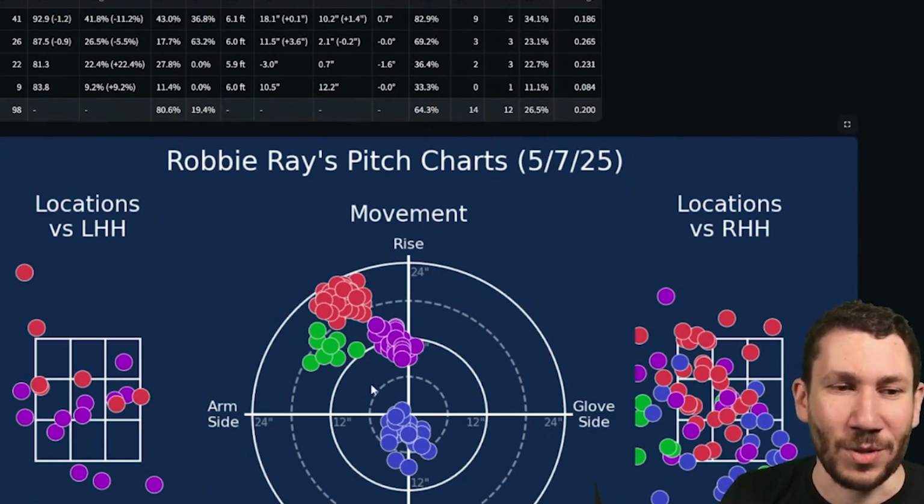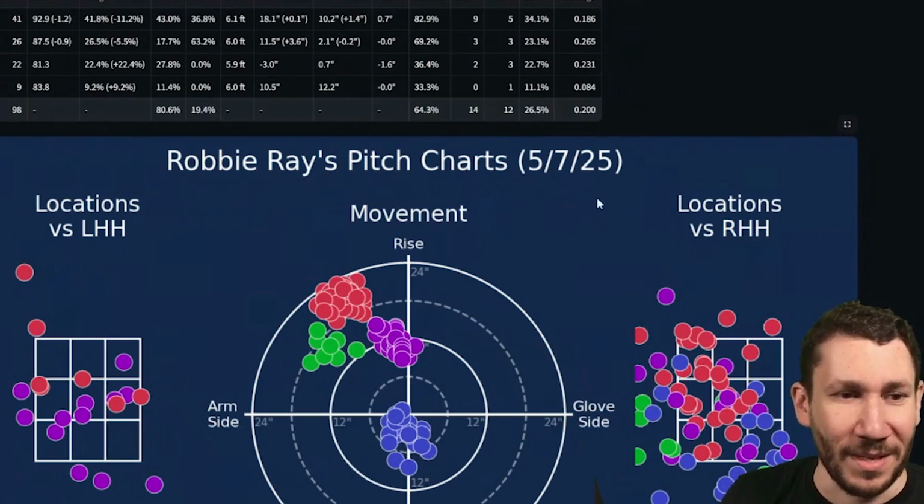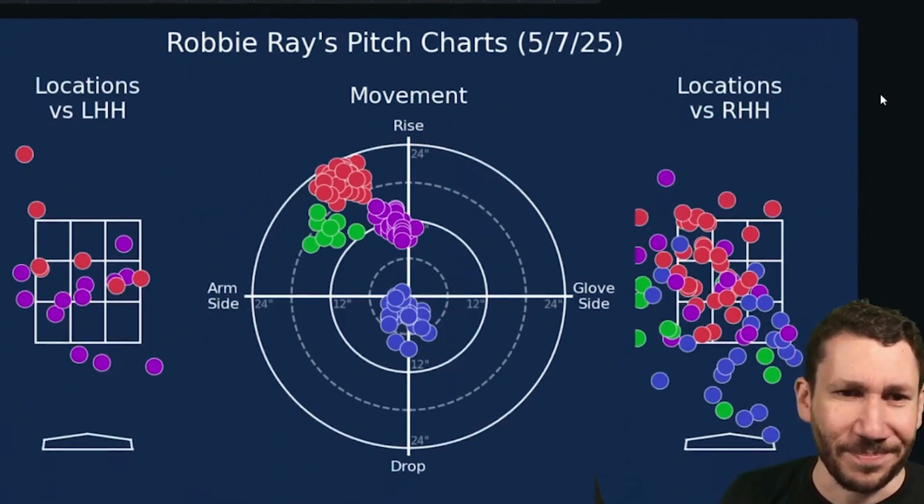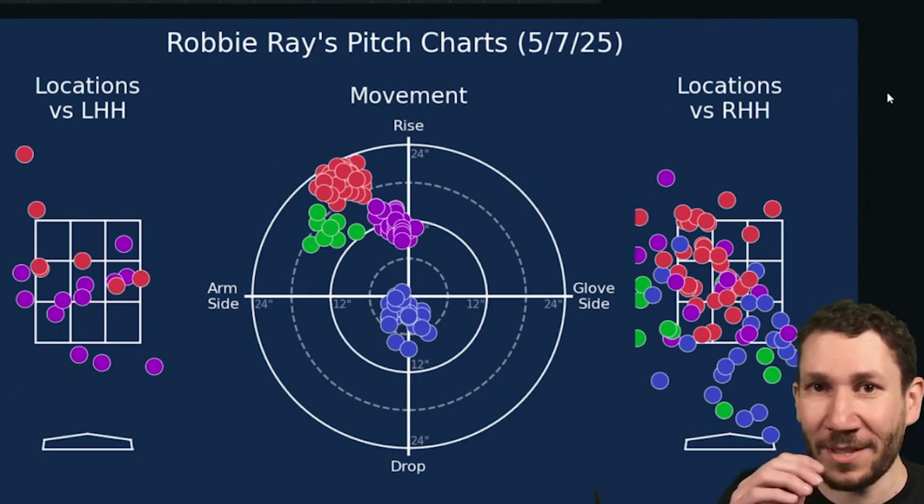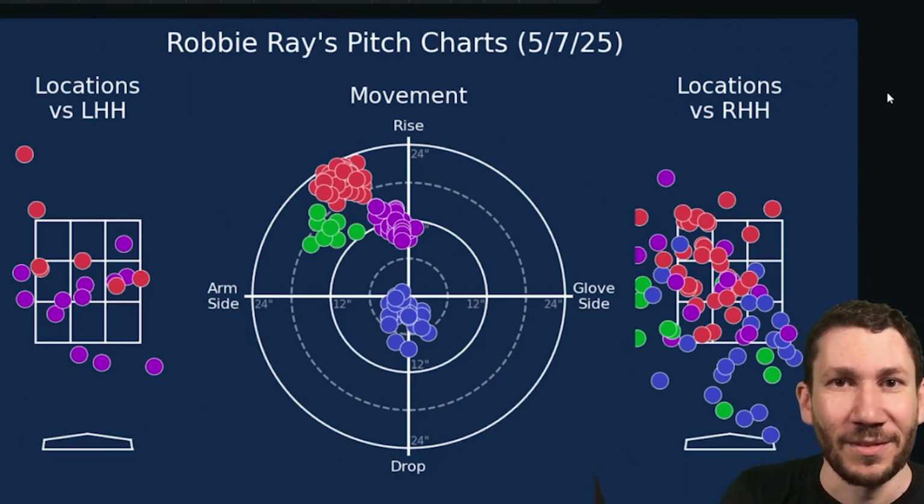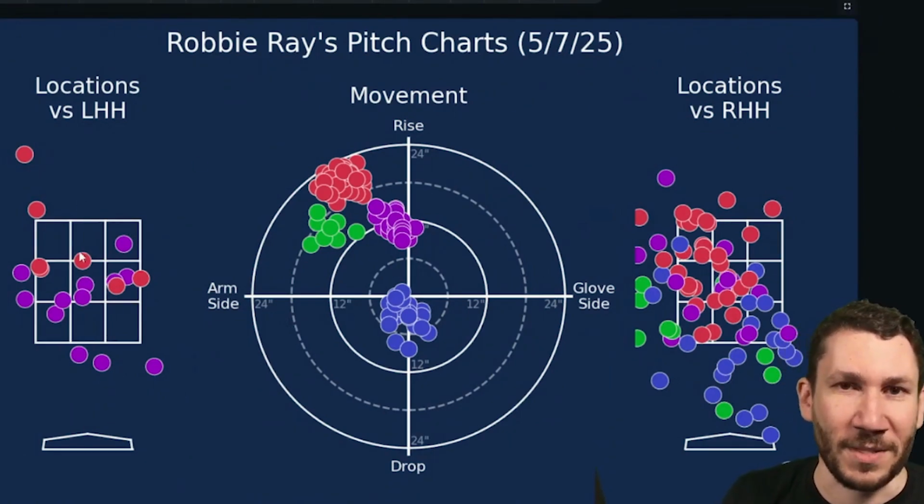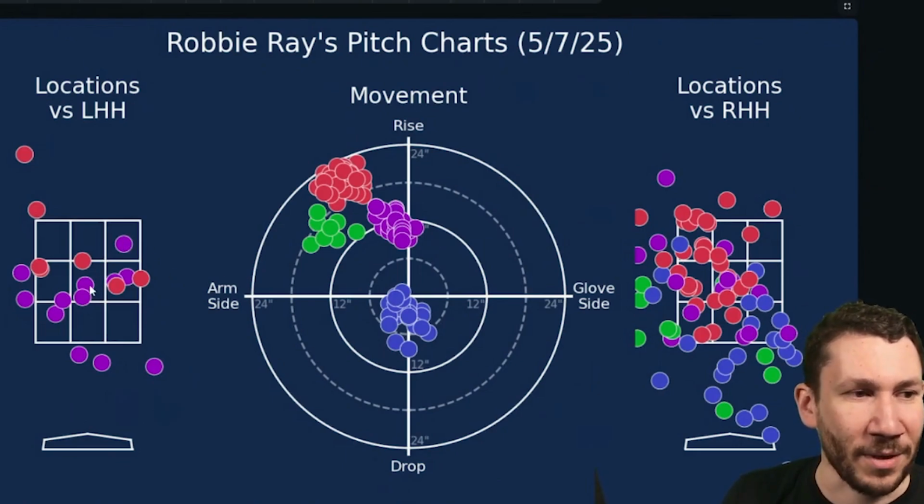So that actually does work really well for Robbie Ray. Now, where does he want to locate it? This is a question I get a ton about, like, what is the ideal thing? I'm going to tell you really quickly right now, if I'm Robbie Ray, what I want to see. Four-seamer is a vert pitch. You want to see that generally upstairs. With him, you want it to just generally be inside the zone for both batters, okay?